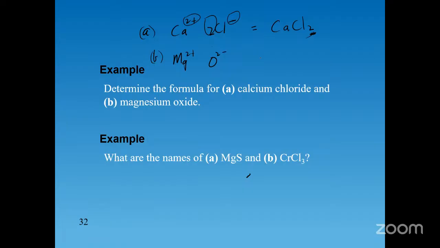So basically, what do we need to do next? Balance. Just put them together, because the charge is already balanced, right? So the final answer is MgO. All right? Okay, any questions about this one? Any questions? Now, in the case of the next example, you're doing the opposite. They gave you the formula, and you have to write down the names, right? So what would be the name for MgS?